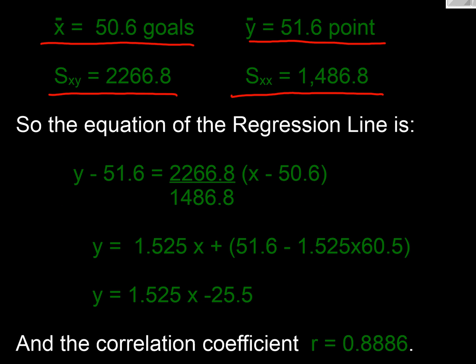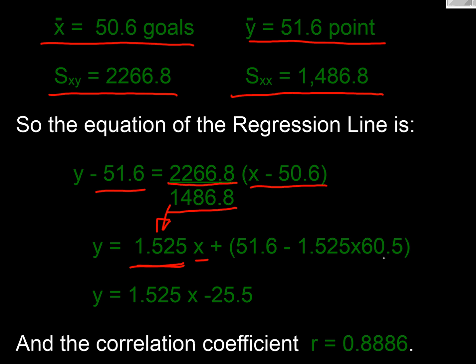So if we put those values into the formula, we quickly get y minus the mean number of points, 51.6, and on this side we've got x minus the mean number of goals, 50.6, as x is the driver, and we've got our two values here, the sxy value and the sxx, and when we multiply that out, we end up with a gradient of 1.525. So for every extra goal you score, you get roughly 1.5 points. That's roughly what it's telling us, isn't it?